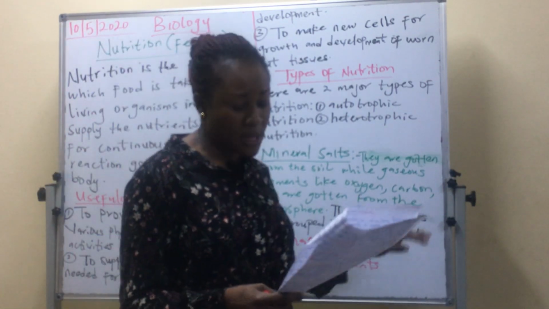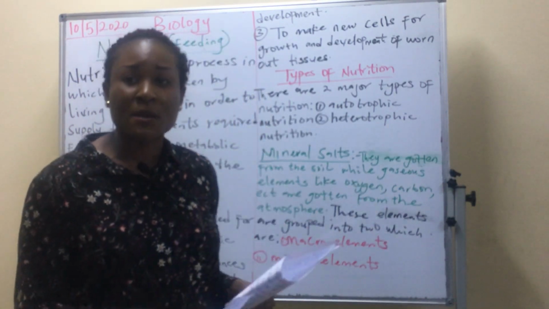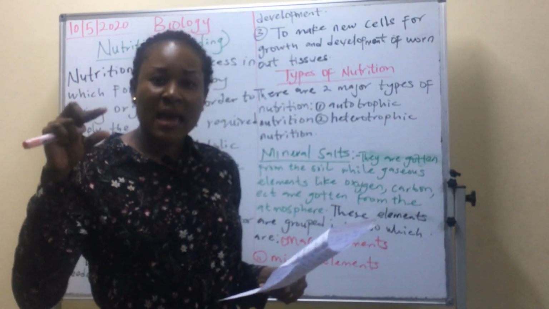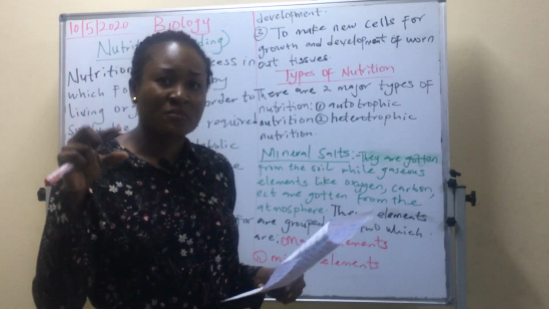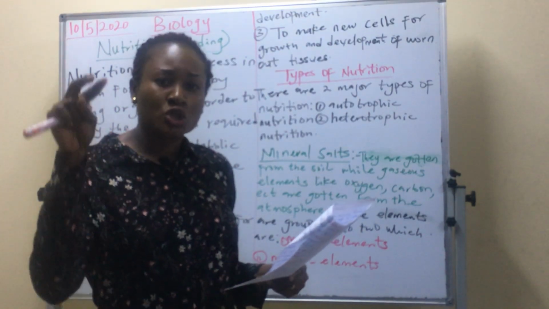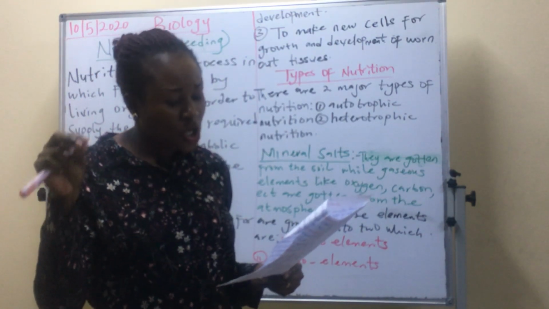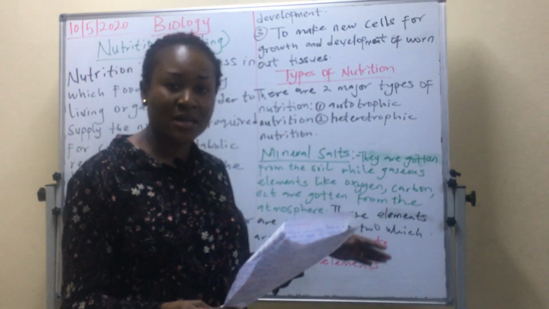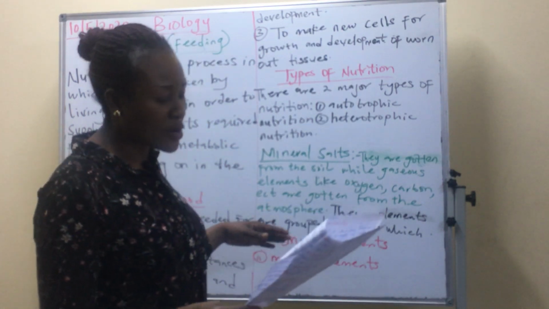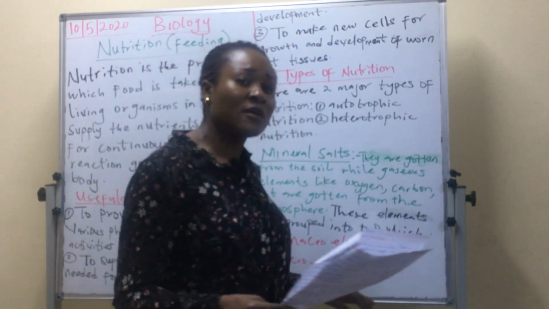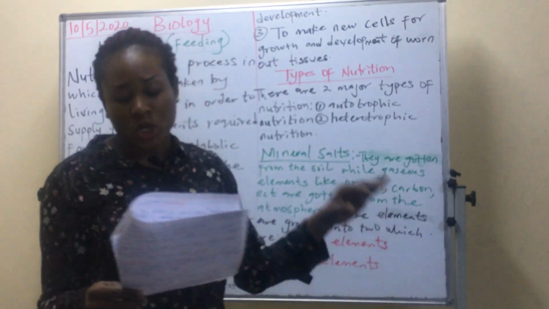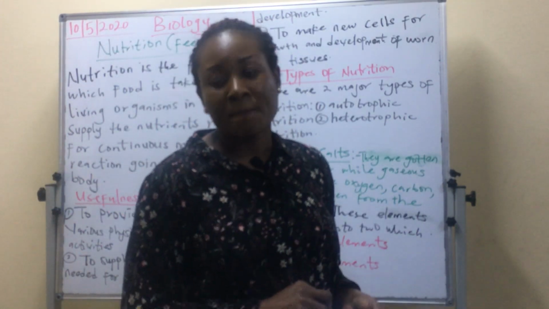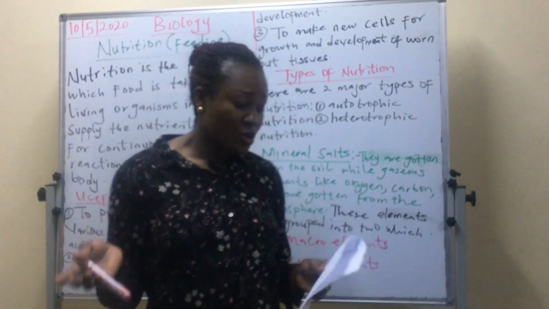We have micro elements. From the name, micro means small. Micro elements are elements required by plants to be able to manufacture their own food in little quantity. Not only plants, animals also need macro and micro elements. So micro elements are required in smaller quantities. Examples of these micro elements are zinc, copper, boron, cobalt, chlorine, manganese, and a lot of them.